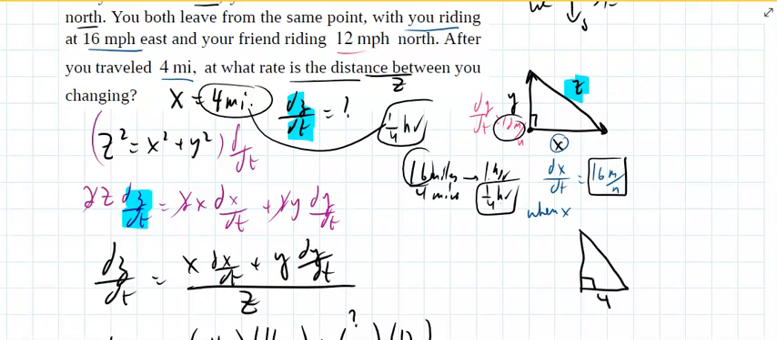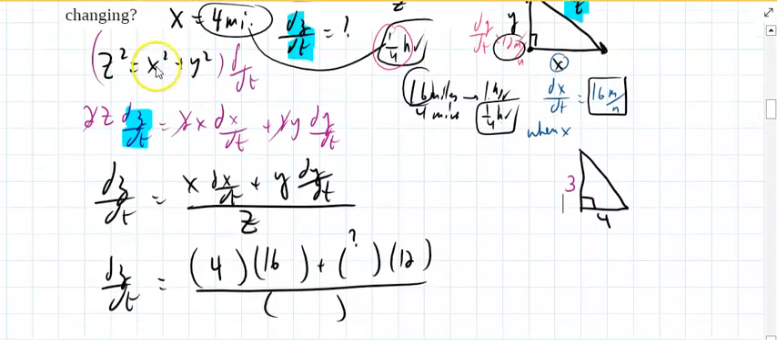Your friend is moving at 12 miles per hour. In a quarter of an hour, they would move a fourth of that. A fourth of that is 3. So if they moved 3, the distance between you is 5, because that's a 3, 4, 5. Again, you could figure out z squared equals 3 squared plus 4 squared and go from there.